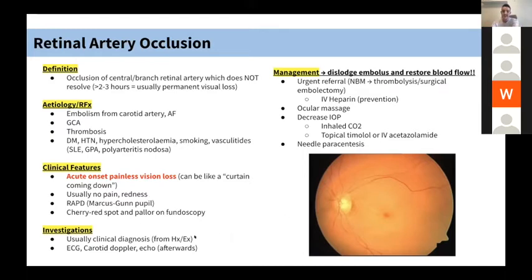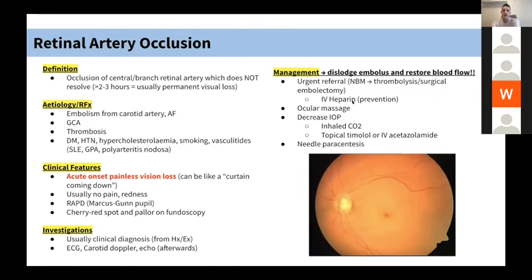So in terms of investigations, it's usually a clinical diagnosis. Once you see this with your exam, you'll probably refer them immediately, and then afterwards do all your cardio workup. And in terms of management, you want to try and urgently dislodge this embolus and restore the blood flow. So urgently referring them, and it's kind of up to the ophthalmologist what they want to do with this, but you want to mainly prevent the other eye from being affected as well if it's just in one eye.